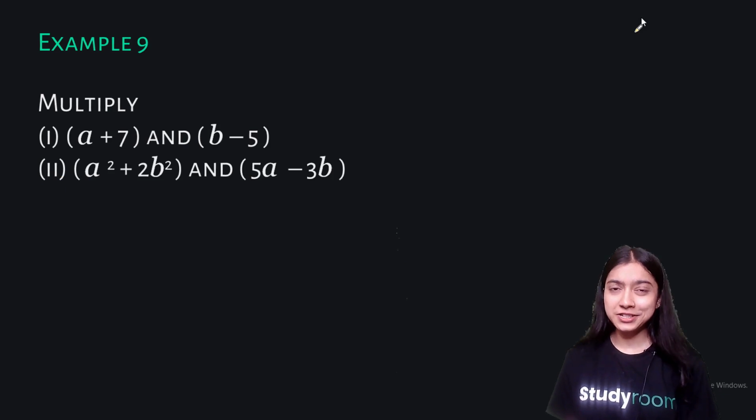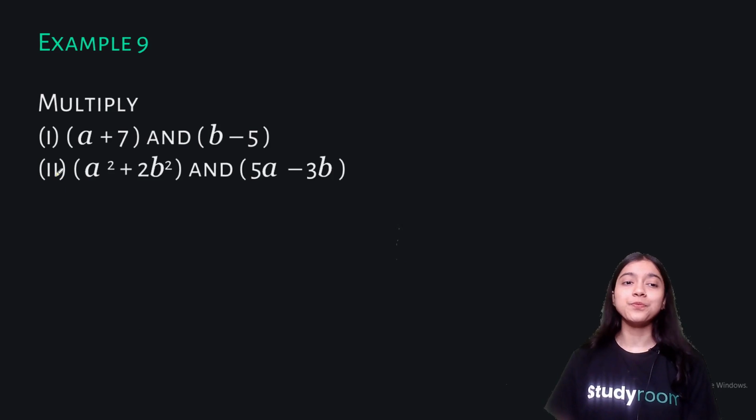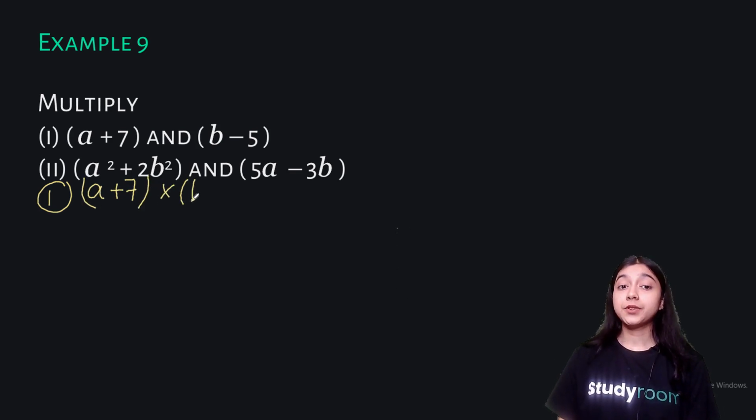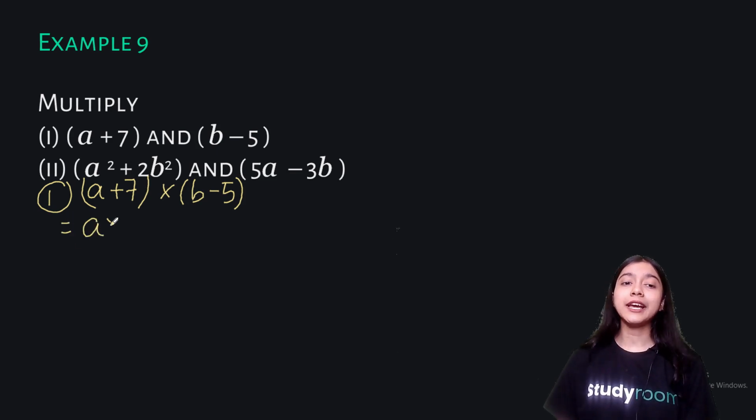I think it's getting interesting. Why not solve some more problems? So I have some more examples for you. So here we have to multiply a binomial, that is a plus 7, along with another binomial, that is b minus 5. So let's do it. Now I think you will be doing it ahead of me. So I'll write a multiplied by b minus 5, and then I'll take the second term, that is plus 7, and multiply it again with b minus 5.